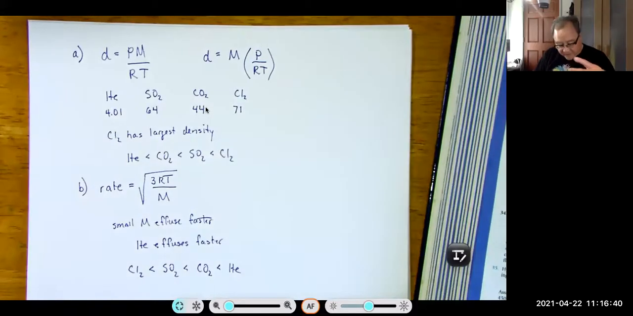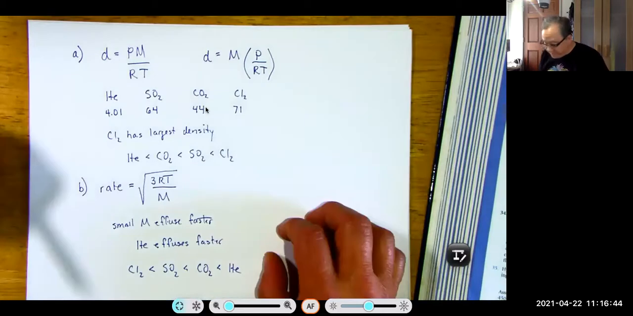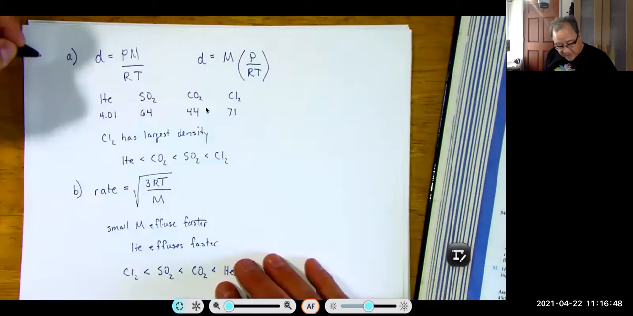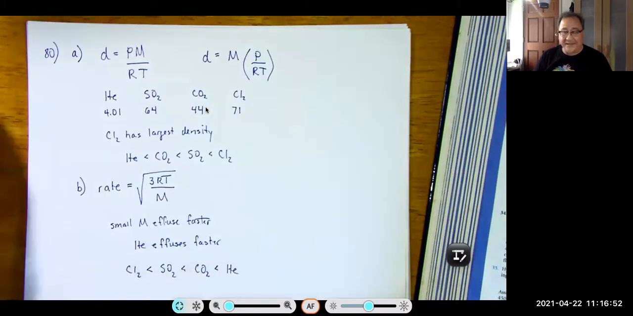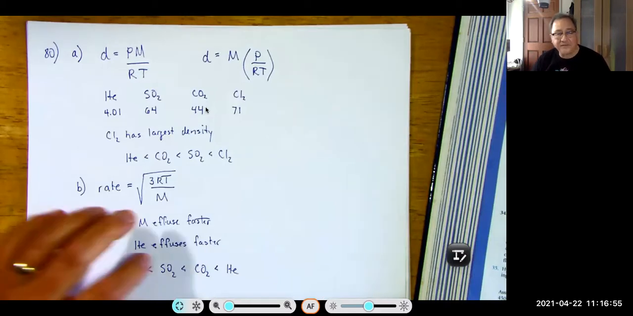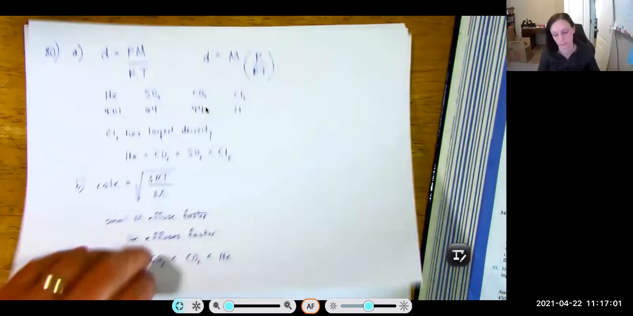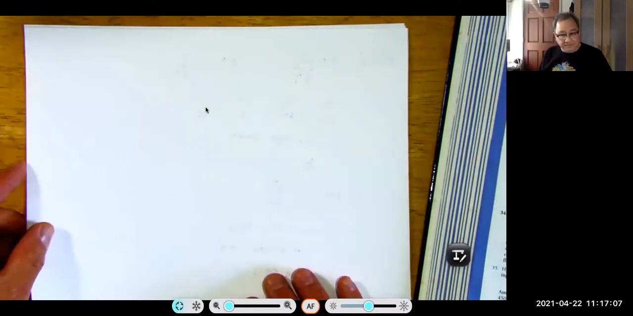Okay, so kind of the take home on this one, which was what, number 80. I think the take home on this one was, you know what? Whenever they start giving you grams of gas, you better start thinking about that density equation. It might be useful. Right. Okay. It may not be useful, but it might be the answer to solving the problem.